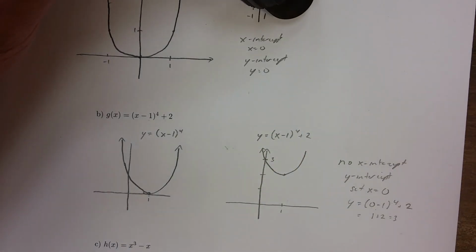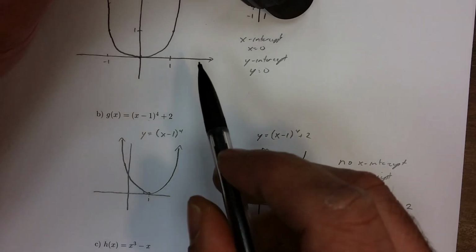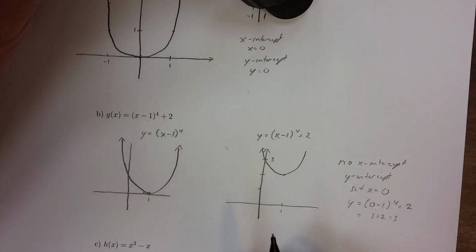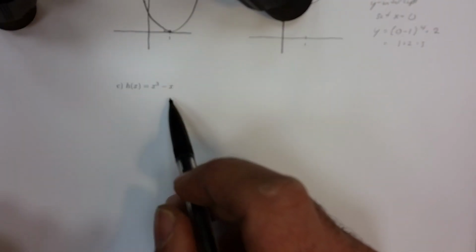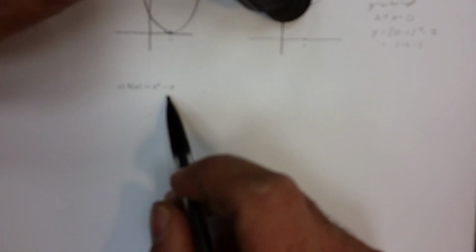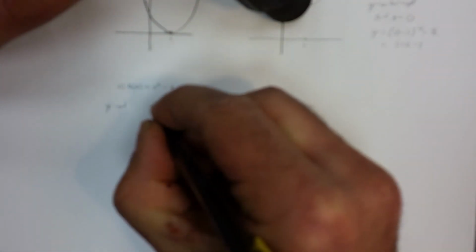So let's see, I think we've done everything we need to do in part A and part B. Let's take a look at part C. So in part C, we're looking at x cubed minus x. And let's figure out where this thing crosses the x and the y axes. So for our x-intercept, sorry, let's start with our y-intercept, that's easier. For our y-intercepts, we again set x equal to 0.